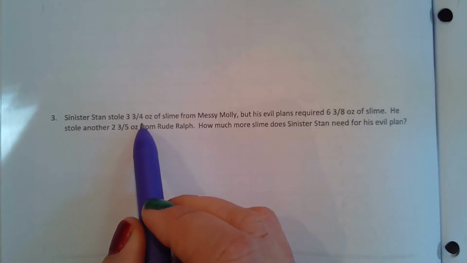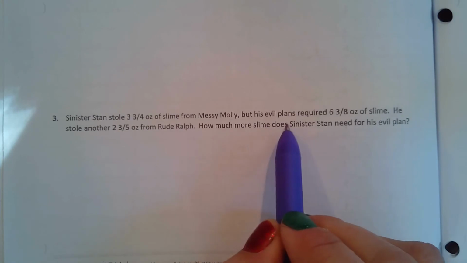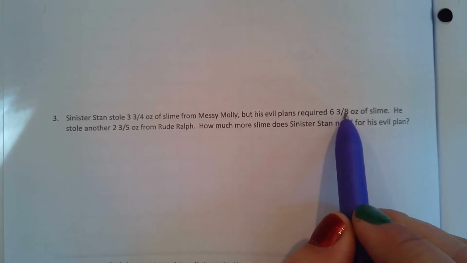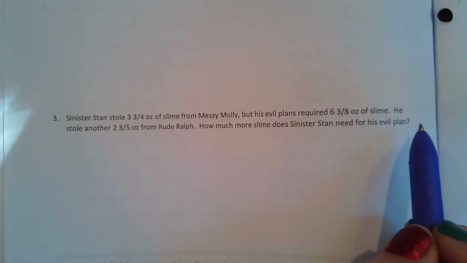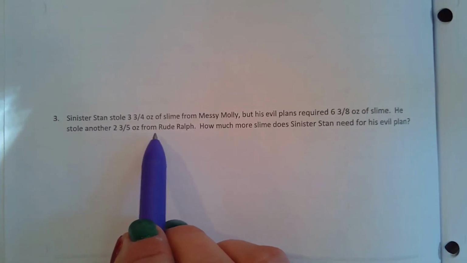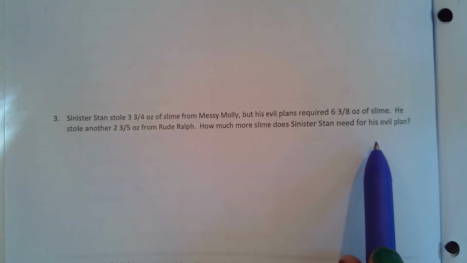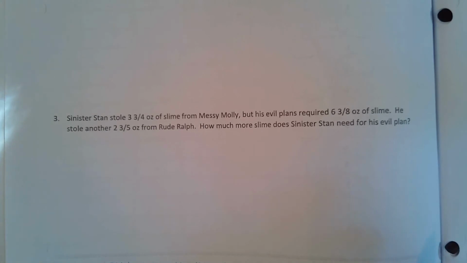stole 3 3/4 ounces of slime from Messy Molly, but his evil plans required 6 3/8 ounces of slime. He stole another 2 3/5 ounces from Rude Ralph. How much more slime does Sinister Stan need for his evil plan?